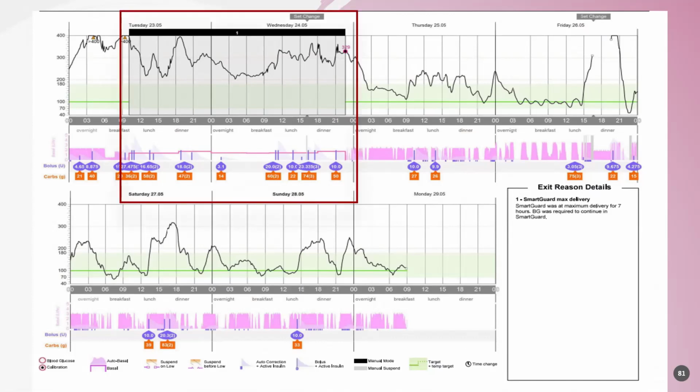So here she discussed with you, SmartGuard was at maximum delivery for 7 hours. Blood glucose entry was required to continue in SmartGuard, and she gave the patient an alarm to enter blood sugars, and he was not responsive. This is why it got kicked out of the mode.